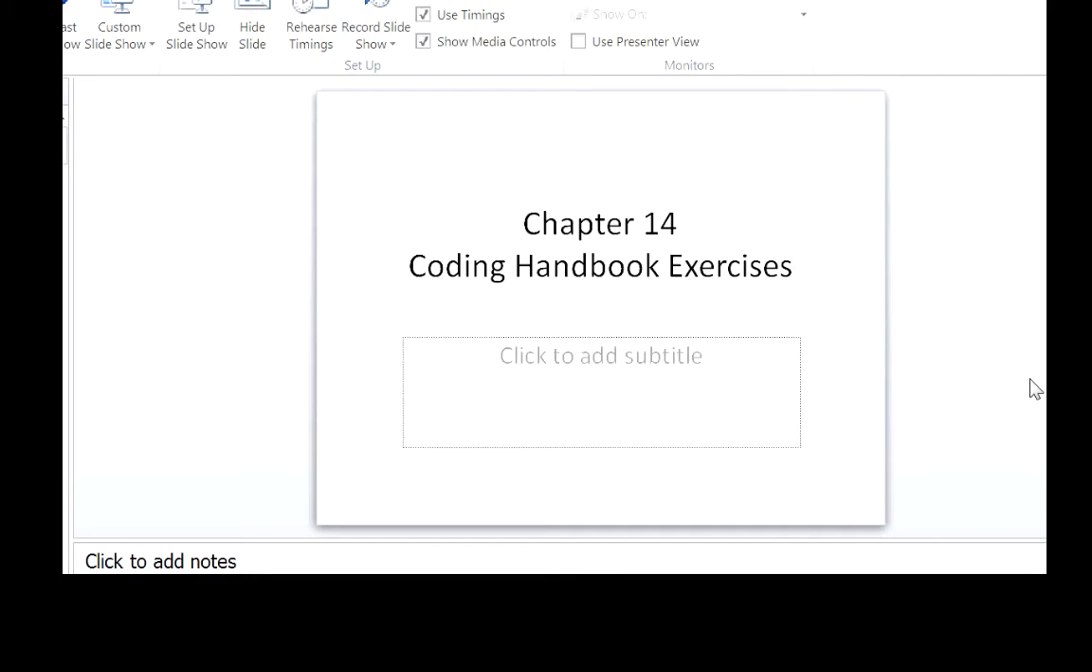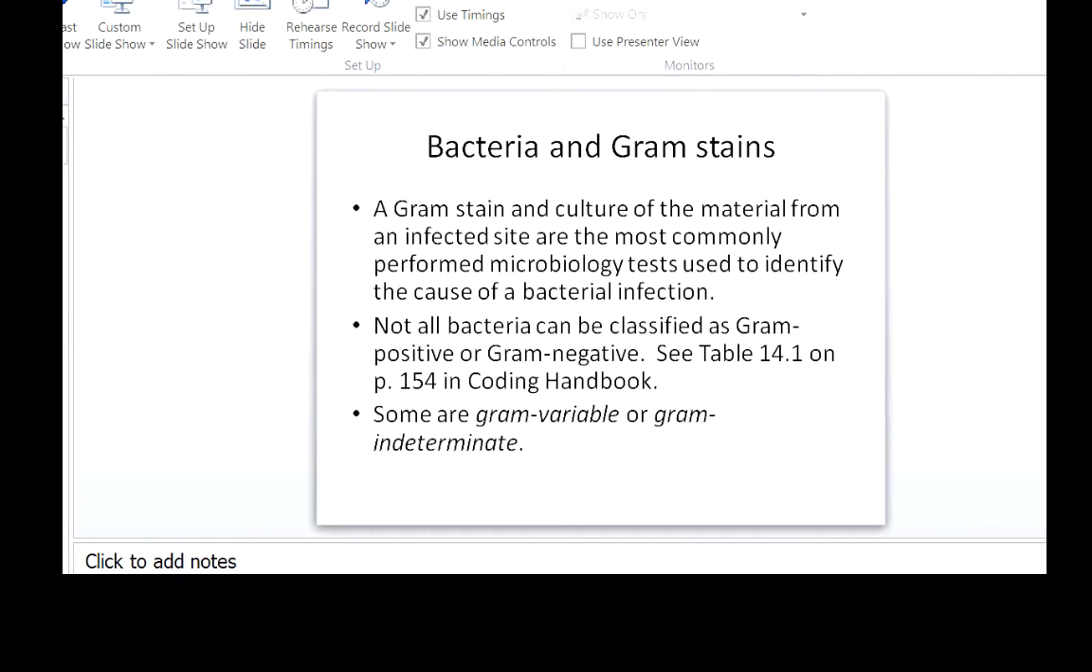As you may recall from the assignment schedule, Chapter 14 in the Coding Handbook corresponds with Chapter 1 in the ICD-10-CM Codebook. The first thing I wanted to do is to go over gram stains. You may not be familiar with that terminology because maybe you've not been exposed to it before. So I just want to review with you what it means to the doctor and how it helps determine how the doctor is going to treat the patient.